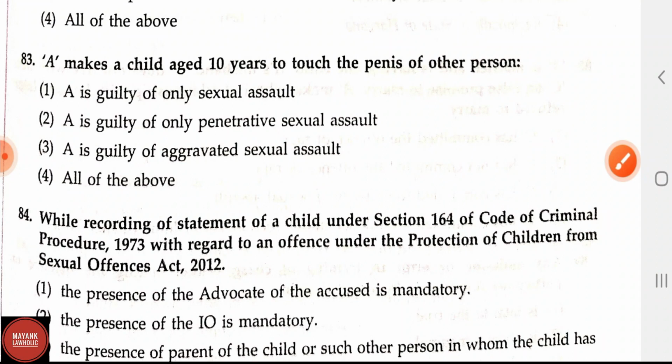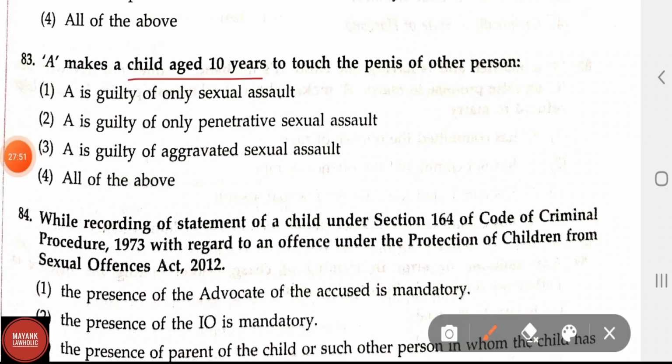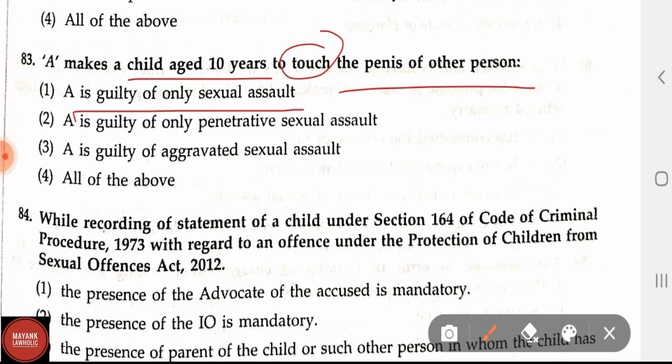Question number 83. A makes a child aged 10 years touch the penis of another person. Option 1, A is guilty of only sexual assault. Option 2, A is guilty of only penetrative sexual assault.